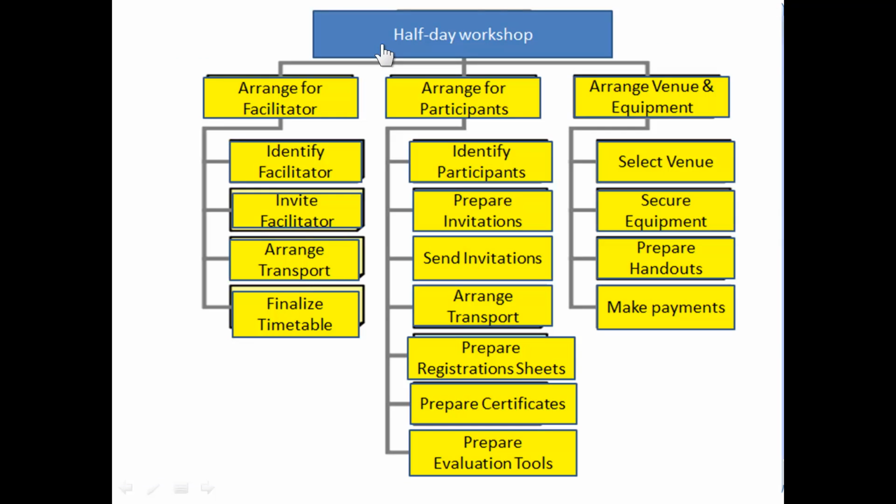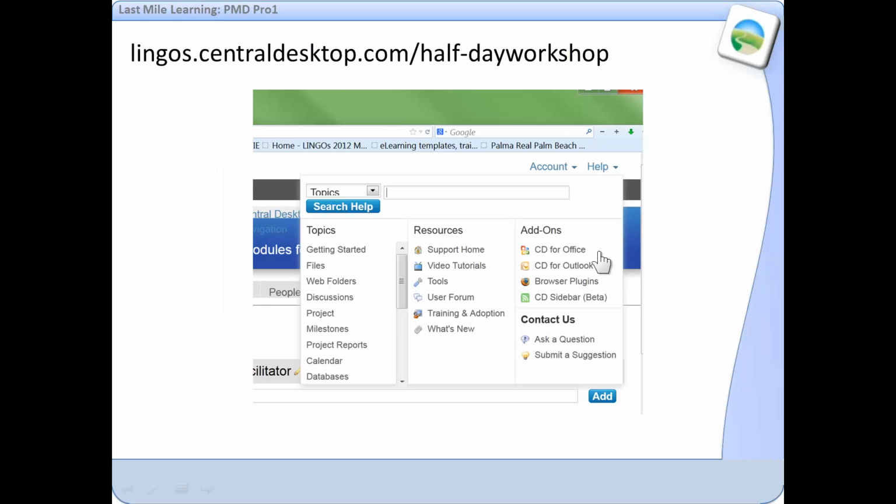So I'm going to use an example to show you, and also this will be available on the course site as another workspace, the course lingos.centraldesktop.com website that we're using for the course. This was an exercise that we used during some of the face-to-face classes for participants in small groups to brainstorm and then organize all of the work required for organizing and operating a half-day workshop. And so basically there are 3 high-level summary tasks or milestones arranged for facilitator, participants, and venue and equipment, and then of course the detail that goes into each of those. So that will be the raw material that I'll be using as the example today.